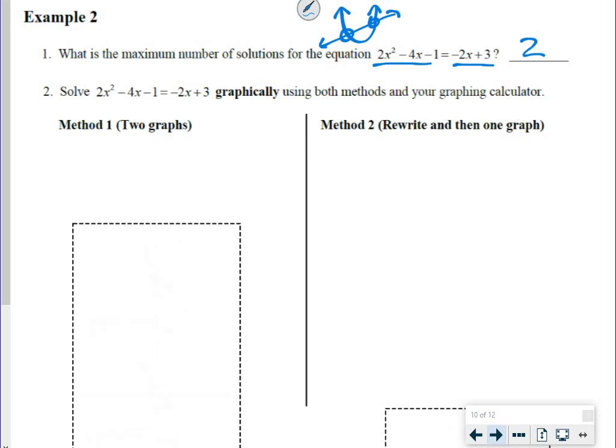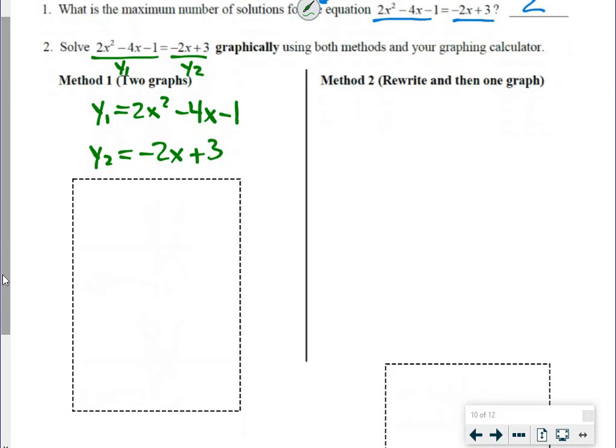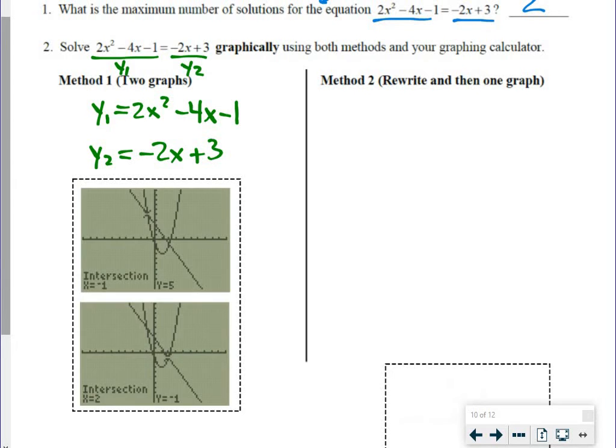Alright, solve graphically using both methods and your graphing calculator. So first method, we put two graphs, so I put that for y1 and I put that for y2. So I have y1 equals 2x squared minus 4x minus 1, and I have y2 equals negative 2x plus 3. So when I put this into my graph, I get a parabola. So that's your 2x squared minus 4x minus 1. And I also get a linear graph.